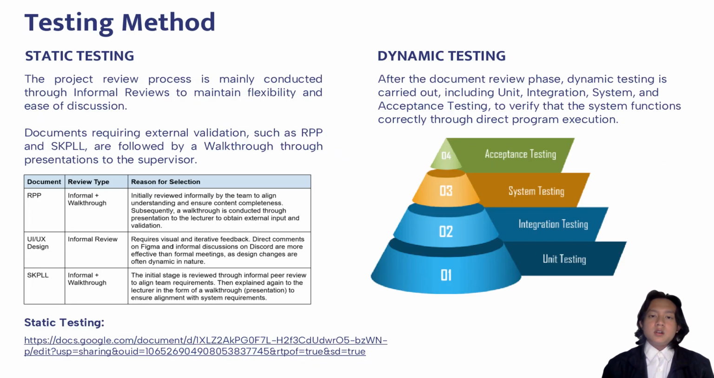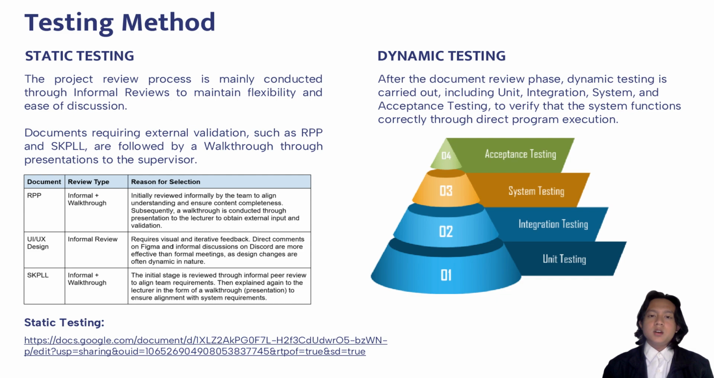So now, moving to the testing method slide, our testing process consists of two main parts: static testing and dynamic testing. Static testing focuses on reviewing documents without running the code. We use informal review and walkthrough to discuss more flexible documents such as the RPP, UX design, and SKPPL. We review them in this way to ensure they are accurate, complete, and aligned with project goals.